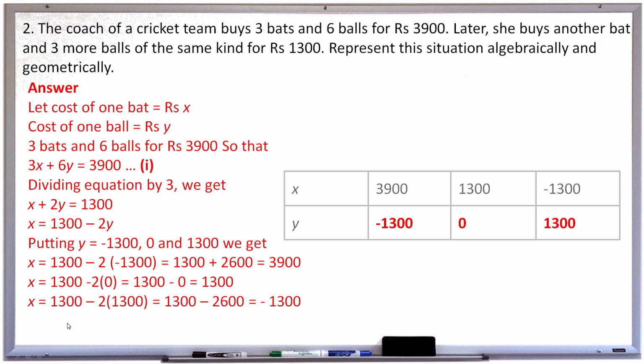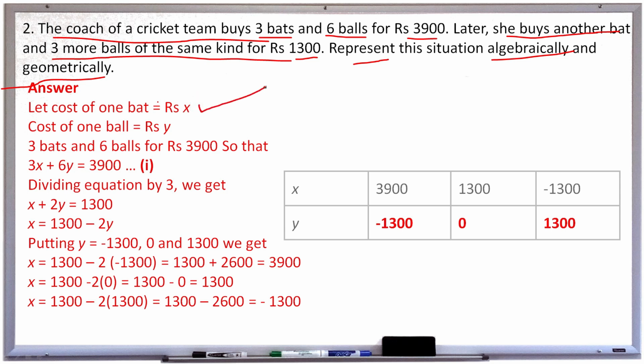Now question number 2. The coach of a cricket team buys 3 bats and 6 balls for rupees 3,900. Later he buys another bat and 2 balls of the same kind for rupees 1,300. Represent this situation algebraically and geometrically. Let cost of one bat be x rupees and cost of one ball be y rupees.